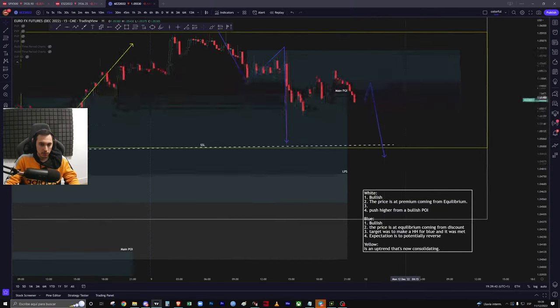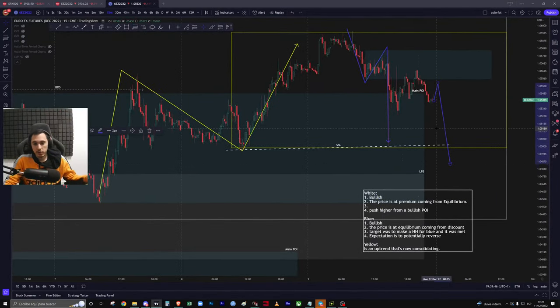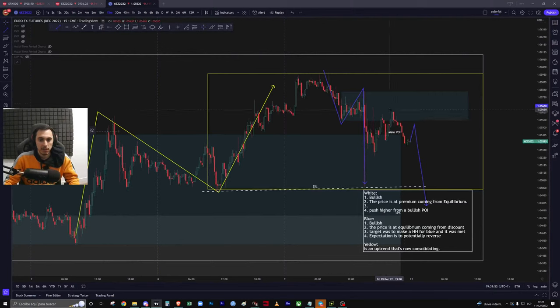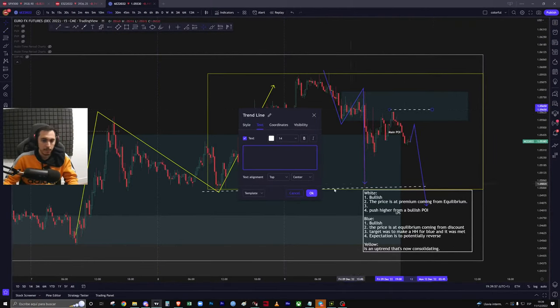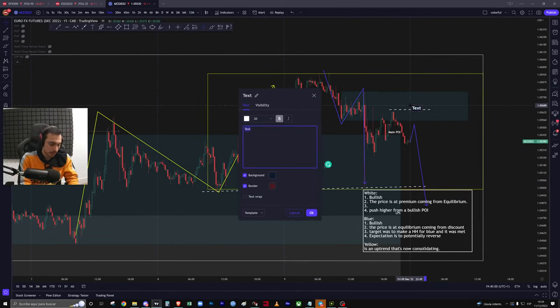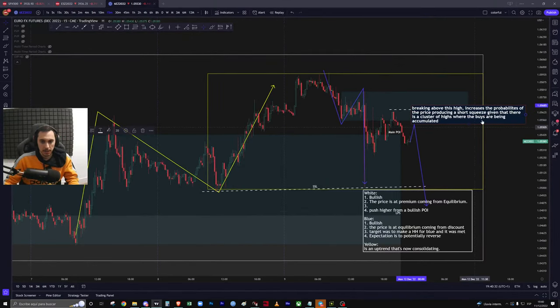We look for shorts here to look for these equal lows, okay? And after these equal lows are taken, we don't know what's likely going to happen. There are many scenarios. Or if the price breaks above this high, we can look for a long above it. Breaking above this high increases the probabilities of the price producing a short squeeze, given that there is a cluster of highs where the buy stops are being accumulated. Okay, so that's the idea.